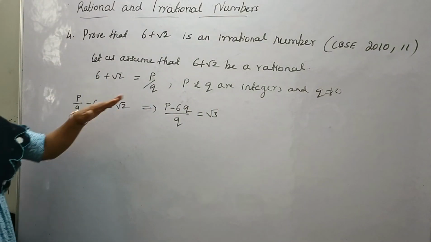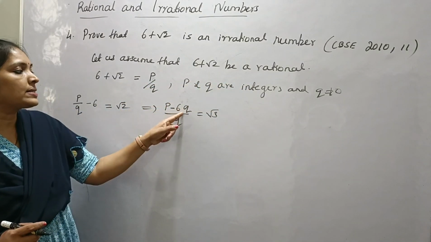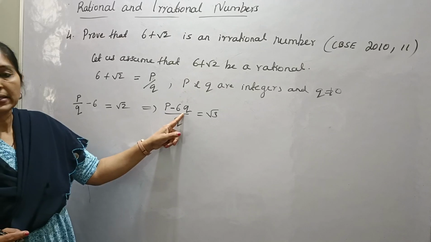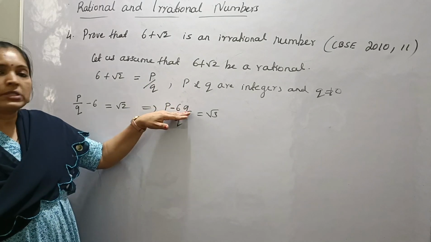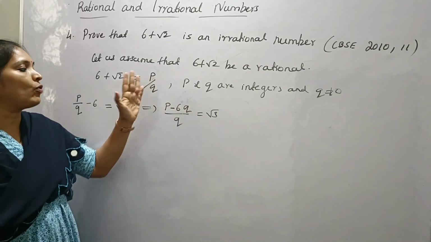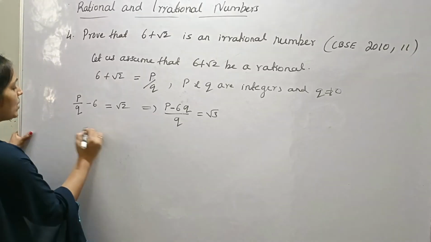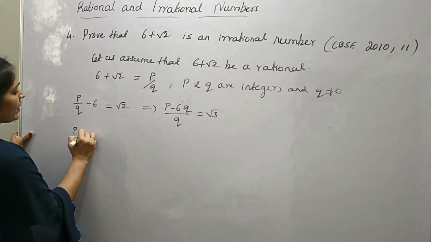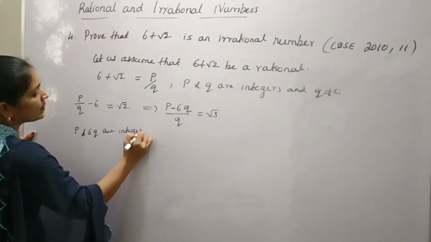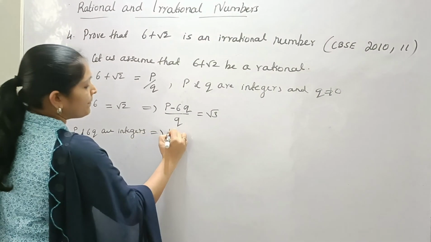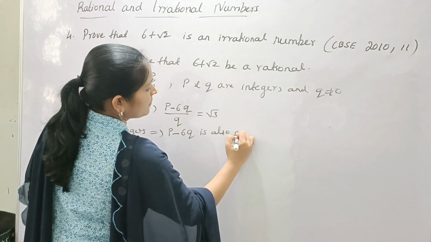Okay. And we know that p and q are integers. Since q is an integer, 6q is an integer. Right? Therefore, p minus 6q: p is also an integer and 6q is also an integer. Therefore, integer minus integer is again an integer. Right? So here p and 6q are integers, that implies p minus 6q is also an integer.